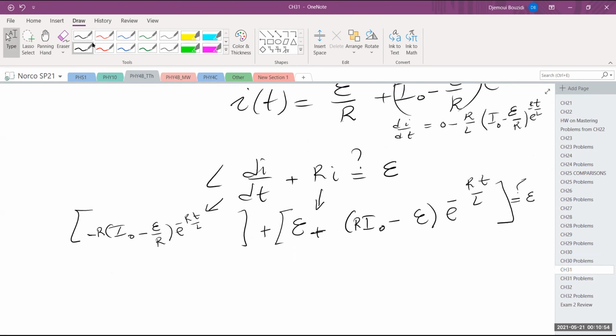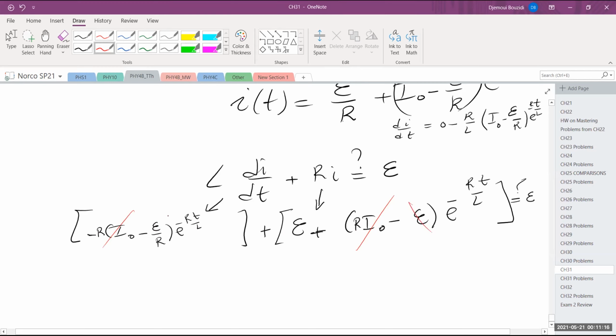So let's look at it term by term. First of all, I have a positive R i naught, and I have a negative R i naught times the exponential. Both of them are multiplying the exponential, so this and that they cancel. This one is positive, this one is negative. I have a negative times negative, that's a positive. Epsilon over R times R, that is epsilon times the exponential. And I have a negative epsilon times the exponential.